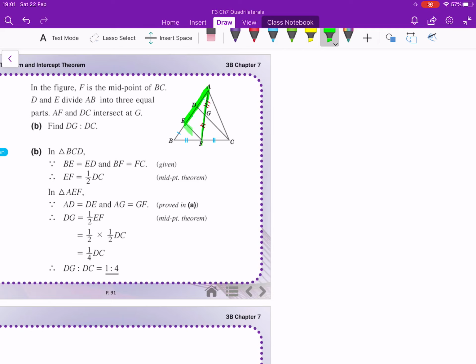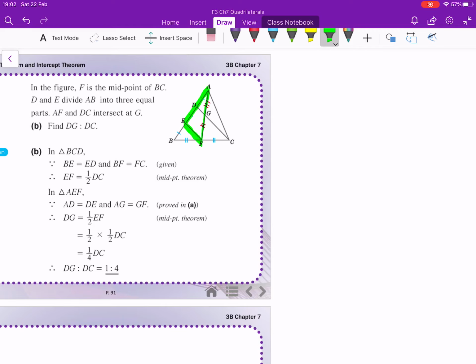Okay, continue from part A. Focus on this triangle again. In part A, we applied the intercept theorem and found that G is also the midpoint of AF. So now in this triangle, you have a pair of parallel lines, DG parallel to EF, and also two midpoints, D and G. So in this green triangle, you may choose to apply the midpoint theorem or the intercept theorem. Just see what results you want.